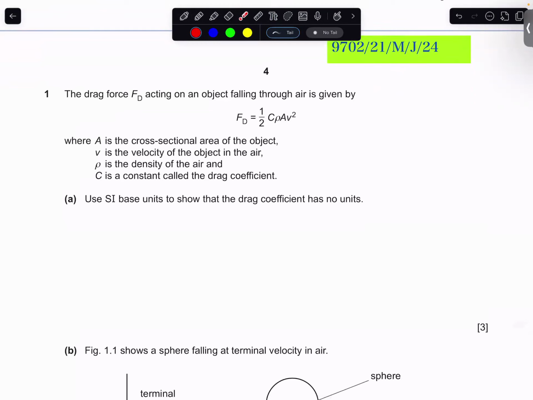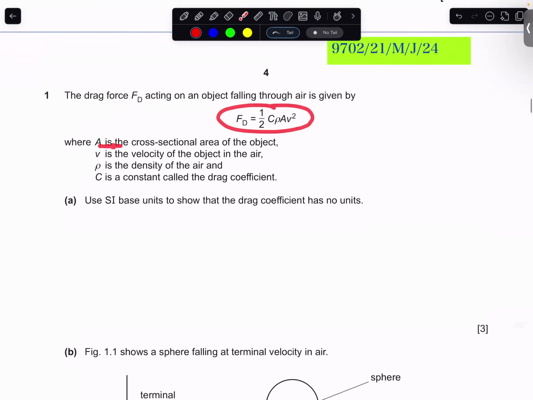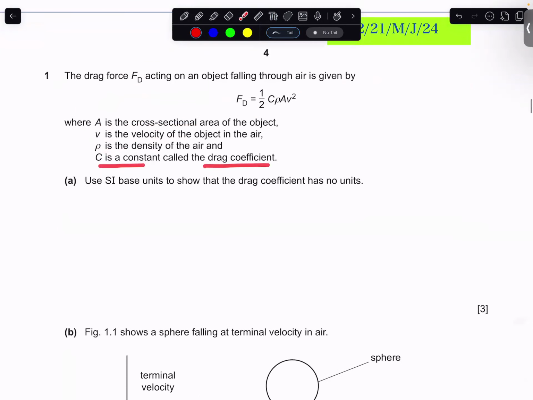In this question, the drag force Fd acting on an object falling through air is given by this formula. This is the drag force that the falling body experiences, where A is the cross-sectional area, V is the velocity, rho is the density of the air, and C is a constant called the drag coefficient. Use SI base units to show that the drag coefficient has no unit.